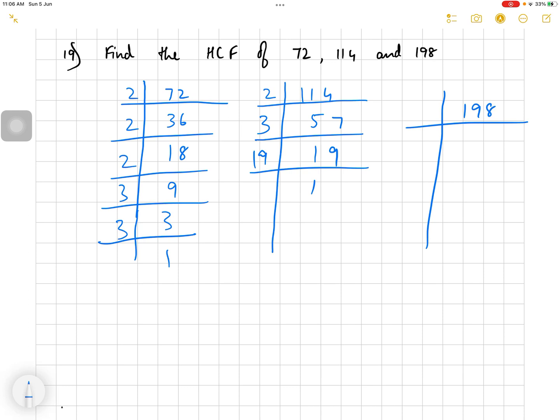198: 2 99s are, 3 33s are, 3 11s are, 11 1s are.